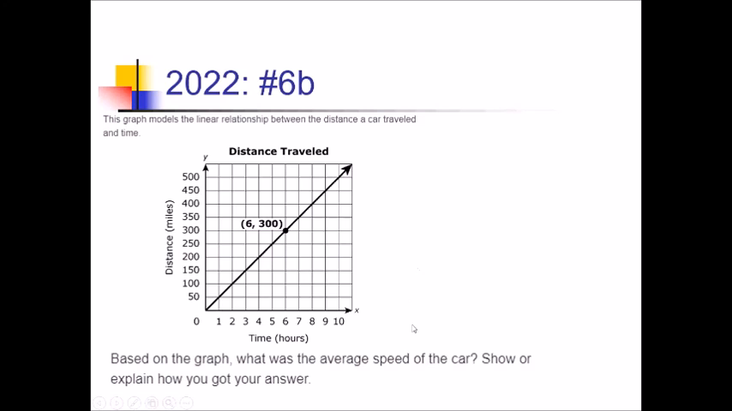For this part of the problem, based on the graph, they want to know the average speed of the car and then show or explain how we got the answer. So the average speed of the car is just going to be the slope. So we could use our slope formula, y2 minus y1 over x2 minus x1. The thing is, our starting point here is 0, 0. So really for any point on this graph, you really just need to do any y value that goes with an x value divided by the x value it goes with. So for this one, we can just do 300 over 6, and that will give us our average speed, which if we divide that is going to be 50 miles per hour.